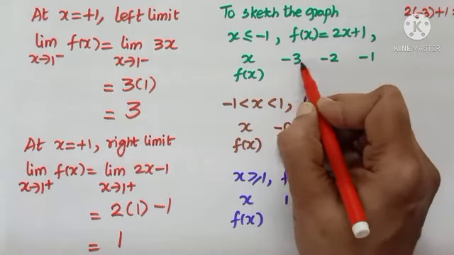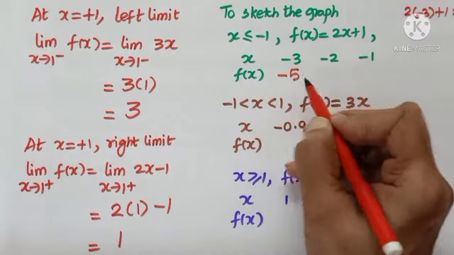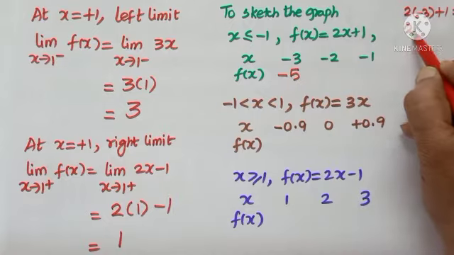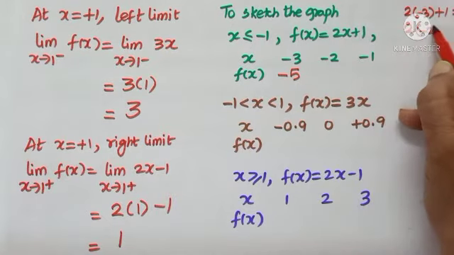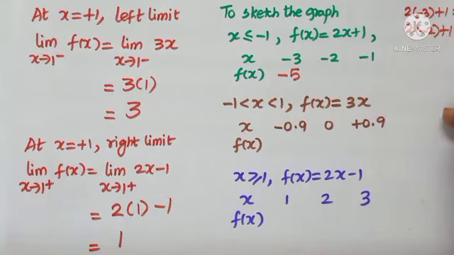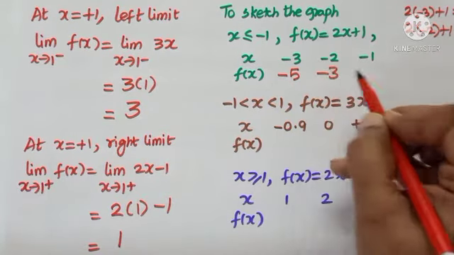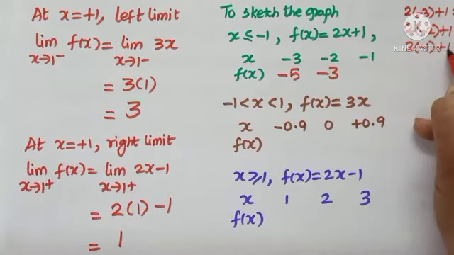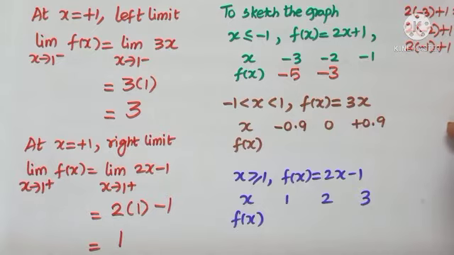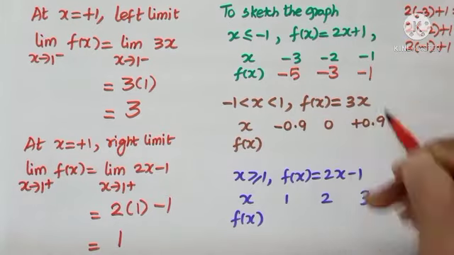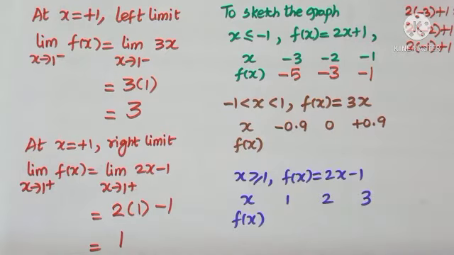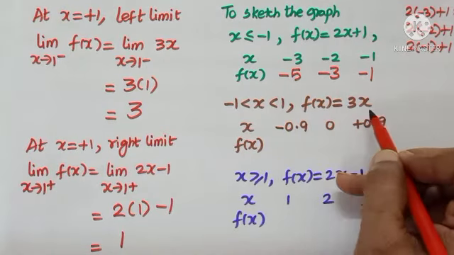So when x is minus 3, my answer is minus 5. When I put minus 2, 2 into minus 2 plus 1, minus 4 plus 1, my answer is minus 3. When x is minus 1, 2 into minus 1 plus 1, that is minus 2 plus 1, which gives rise to minus 1. Between minus 1 and 1, the function is 3x.